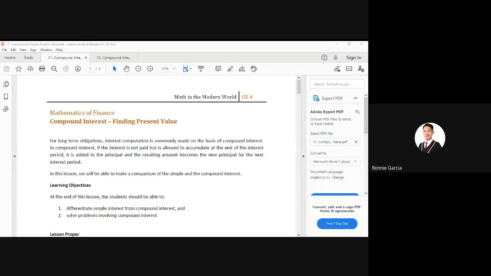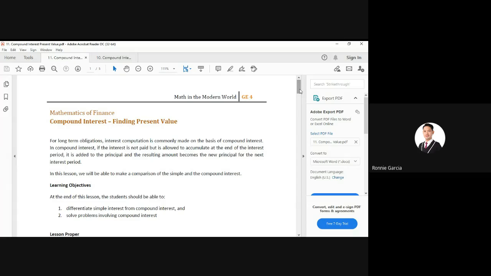Wala jud consistently, and that will actually affect your performance. Because your presence in our online meeting is actually part of your participation. Kay nag-participate man ka by logging in sa Google Meet. So this is already a participation.